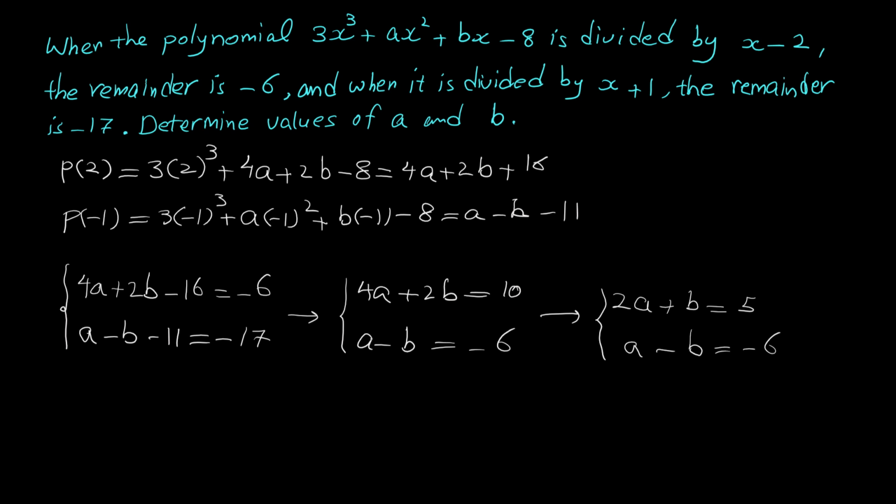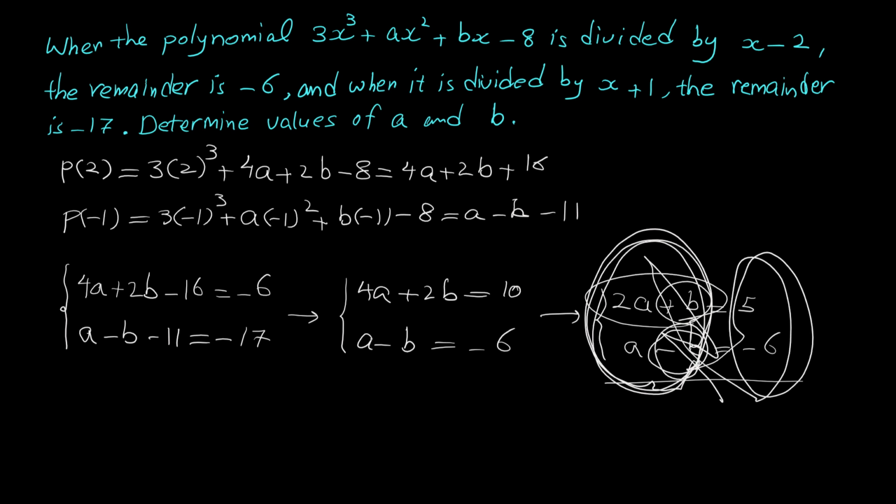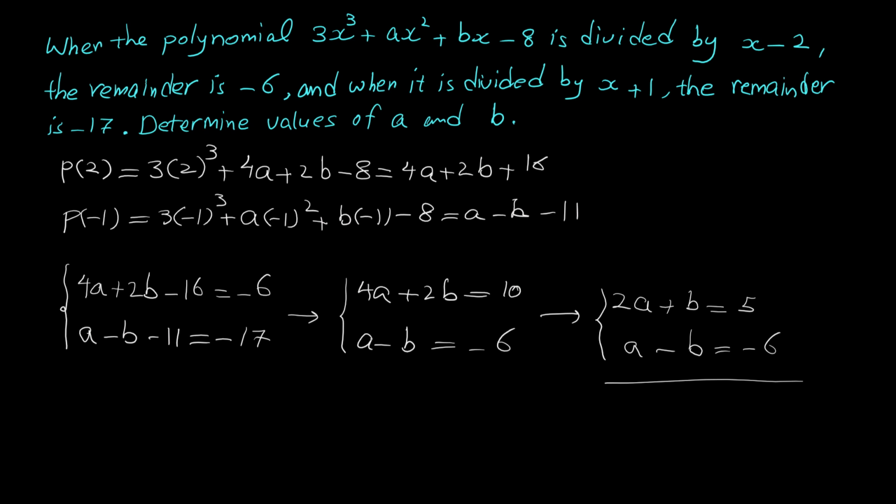To solve this system, you can use the elimination method or the substitution method, and in this case elimination is easier. If you pay attention, in the first equation we have b, and in the second equation we have negative b. So if we add these two equations, left side to left side and right side to right side, b cancels. Then simply we can find the value of a. 2a plus a is 3a. b minus b cancels. 5 minus 6 is negative 1. So a is negative 1 over 3.